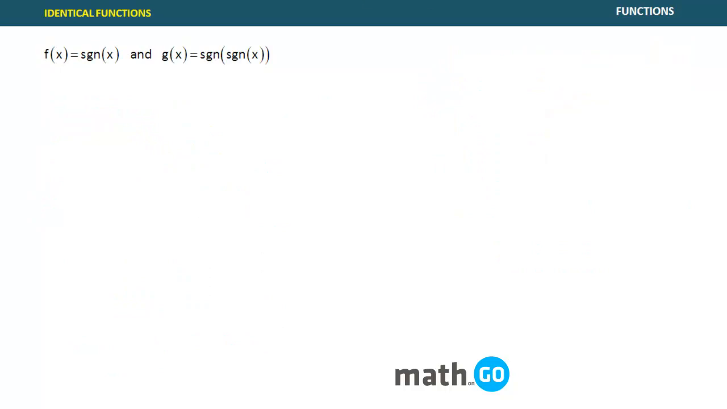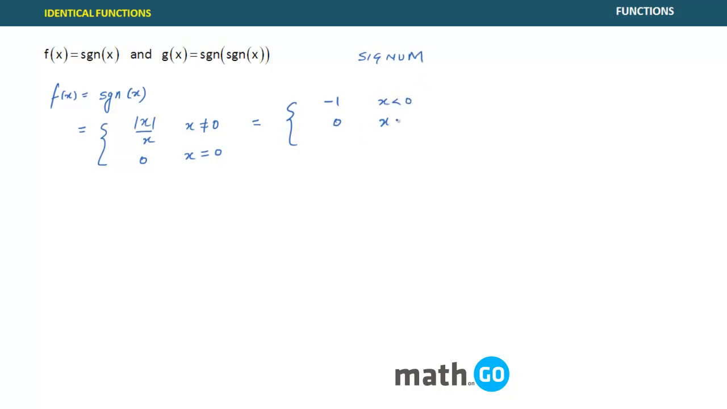Okay, now let's take another example of an identical function. In fact, I have taken this particular example to highlight what the signum function is. So what is a signum function? If you want to write it correctly, it is mod x by x when x is not equal to 0, and it takes value 0 when x is equal to 0. Or if you find that difficult to learn, I'll give you a very simple expression. The signum function is minus 1 when x is less than 0, equal to 0 when x is equal to 0, and 1 when x is greater than 0.